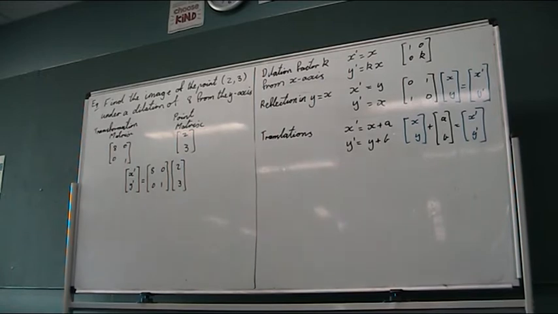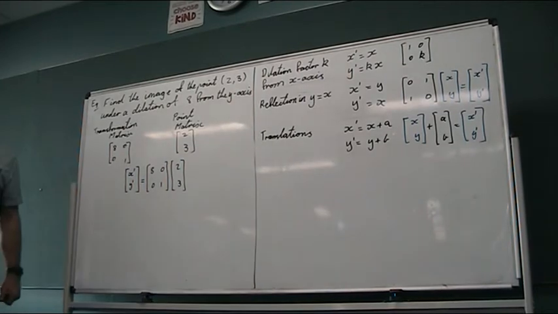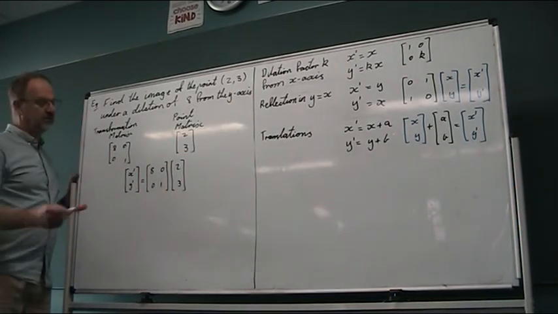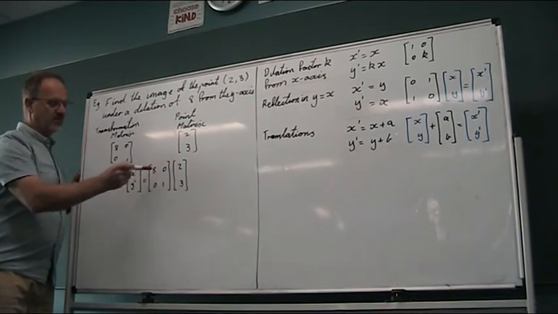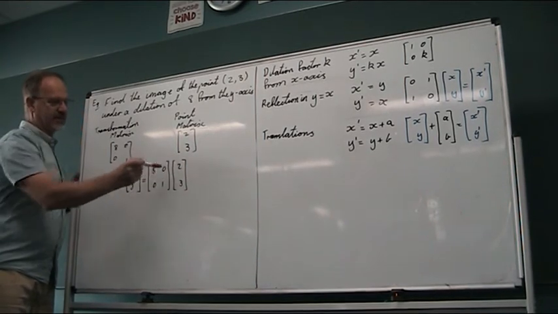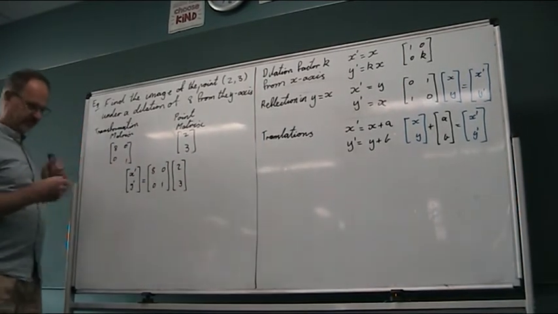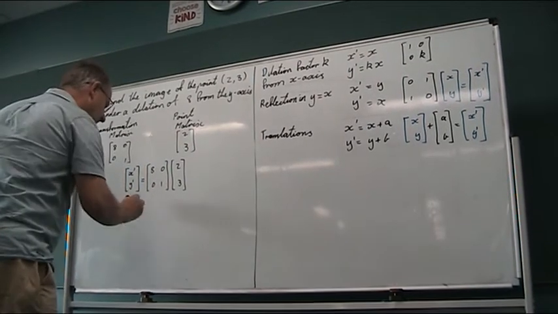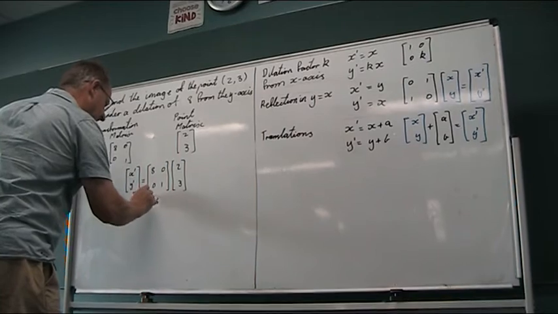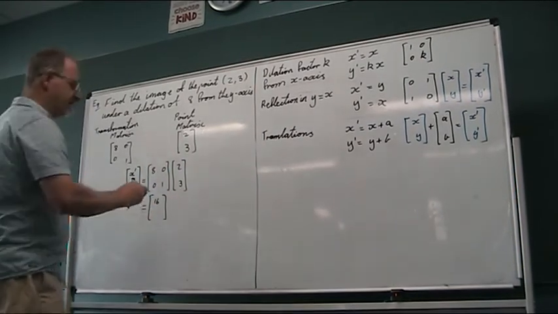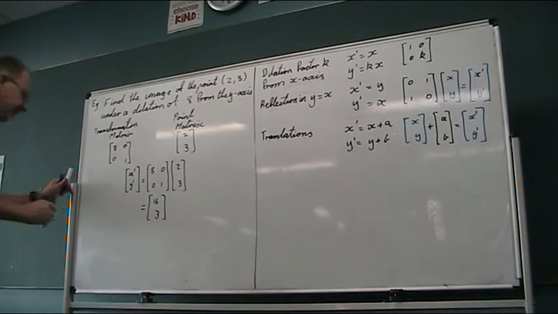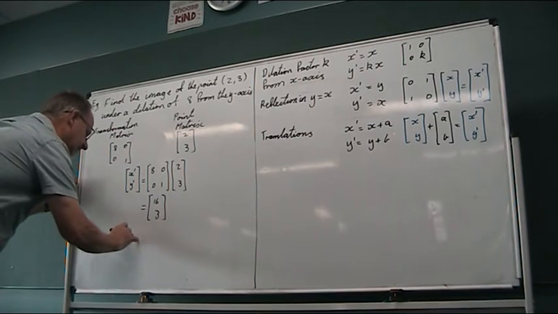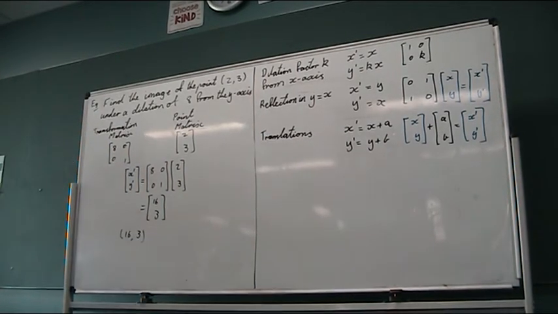So when we multiply matrices, what's our process? Cross the row, down the column. Yeah. Multiply the elements and add them together. So 2 8s are 16 plus 0 3s, which is 16. And then for the y, 0 2s plus 1 3. So our image, our new point, is 16 and 3.